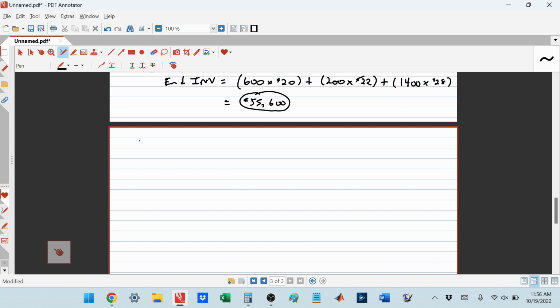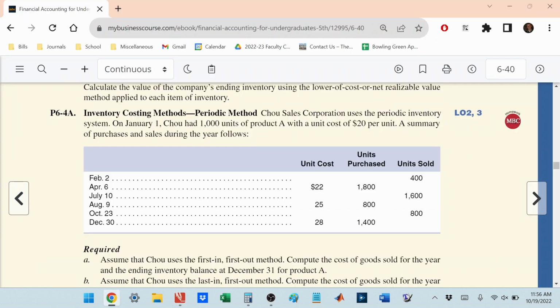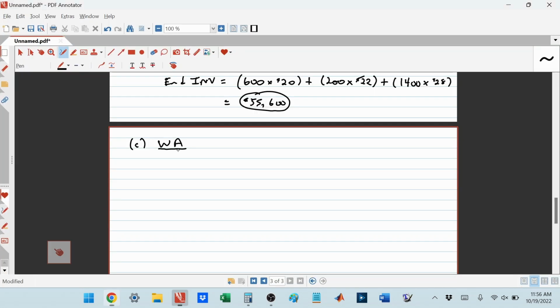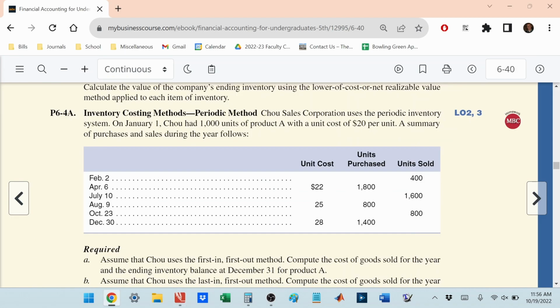All right, and then finally, let's move on to the weighted average method. But we're using the perpetual system. So we need to compute a weighted average purchase price.